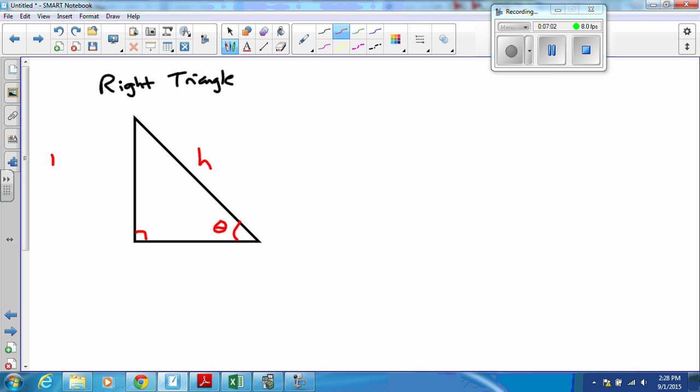In particular, this side is going to be h sine theta, and this side is going to be h cosine theta. And the reason for that is fairly simple.